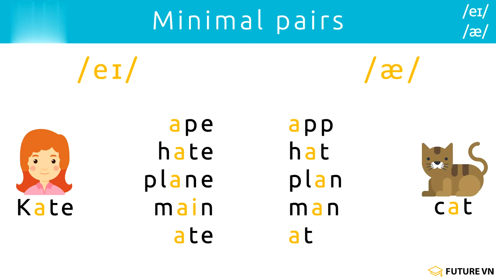So what I'd like you to do is listen to me say each pair and repeat each pair after me so you can clearly hear the difference between these two sounds. So let's get started. Ape, app. Hate, hat. Plane, plan. Main, man. Ate, at. Kate, cat.